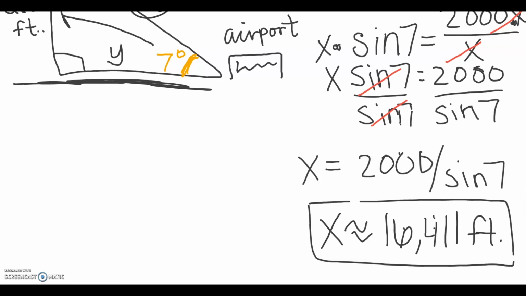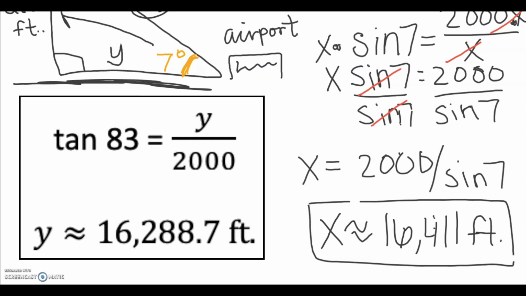So another way to solve is if you want to use the 83-degree angle, you can write tangent of 83 degrees equals y divided by 2,000. And then here you get y is about 16,288.7 feet.